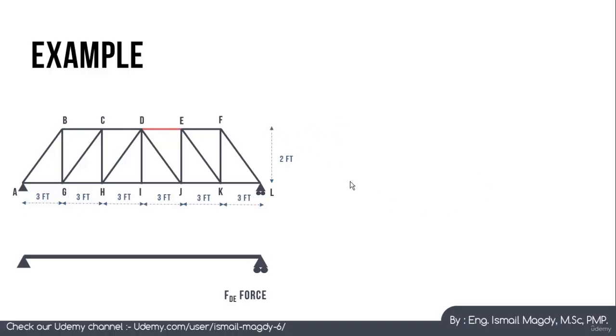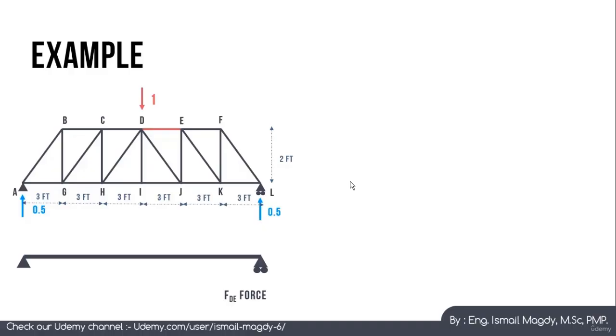In order to do that, we are going to assume a force in the middle of the truss here. This force is 1, which is a unit load, and based on this force we are going to have reactions of 0.5 here and 0.5 at the other support.